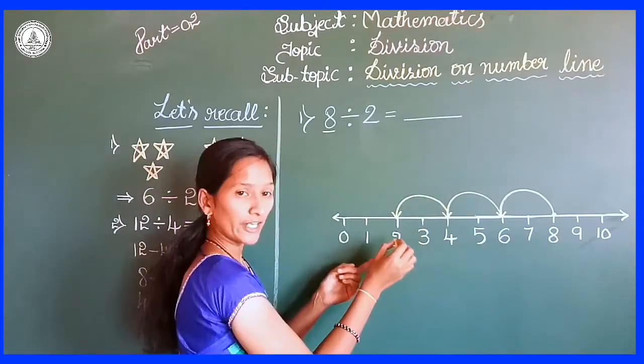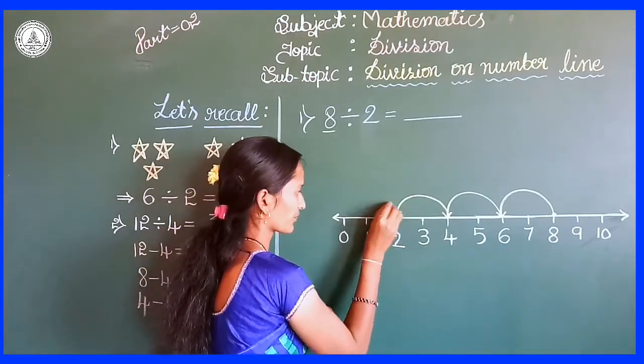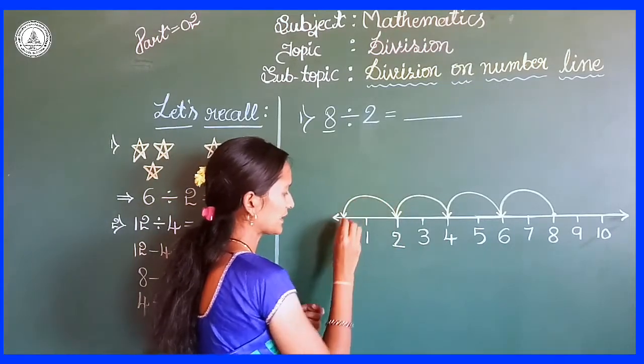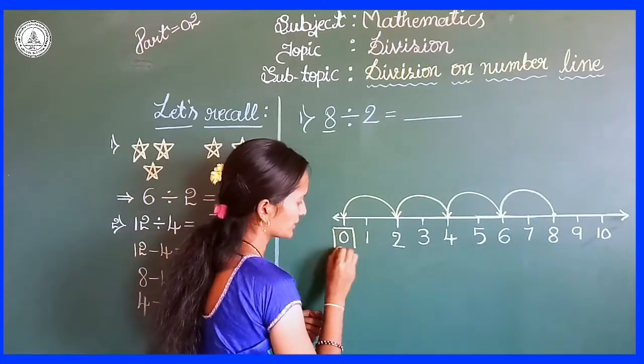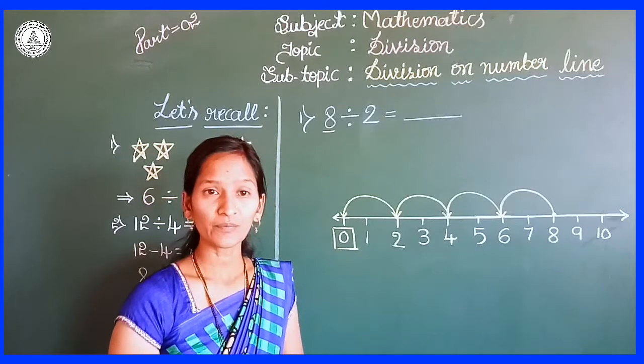The next, now we are in 2. The next 1, 2. Yes. Finally we reach the number 0 here. Right? So what is the answer here?